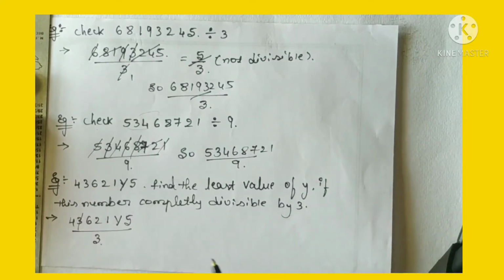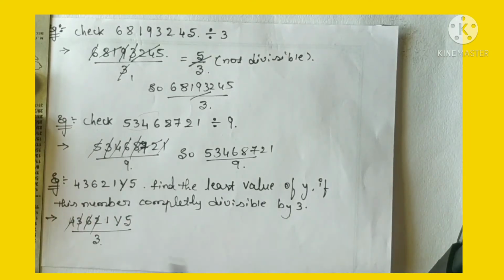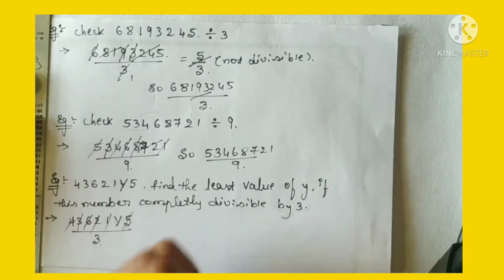3 ones are 3, 3 twos are 6. Then 4 plus 2 is equal to 6, and 6 is directly divisible by 3, so this also gets cut off. Then 5 plus 1 is equal to 6, so this is also cut off. Then the remaining is y.